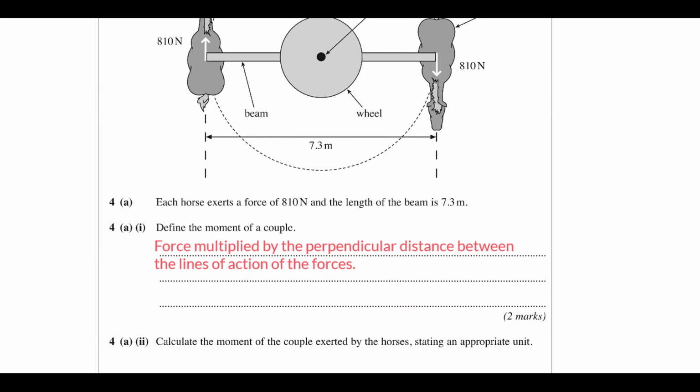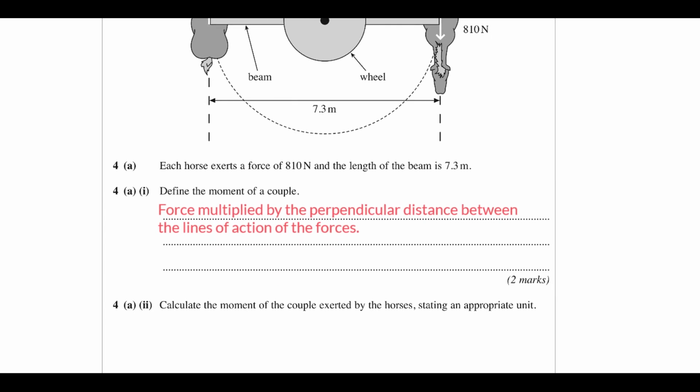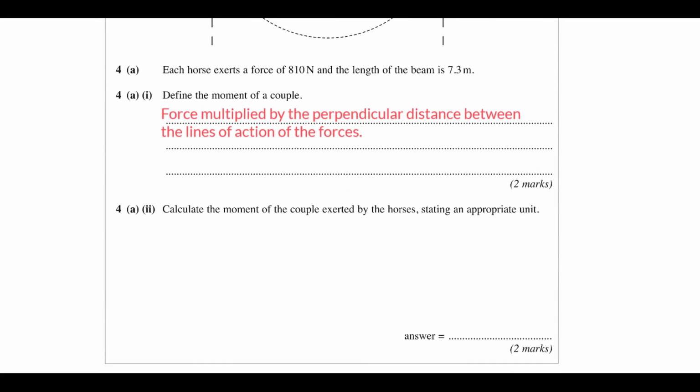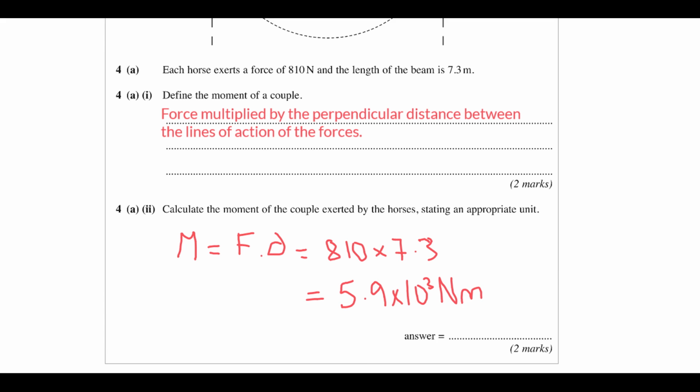Okay, so the next question wants us to calculate the moment of the couple exerted by the horses, stating an appropriate unit. So the moment of a couple is the force times the distance between them. So it's just 810 times by 7.3, which gives us a value of 5913, or 5.9 times 10 to the 3 newton meters there. That's your final answer. We want to do the two horses separately to show that that's true.